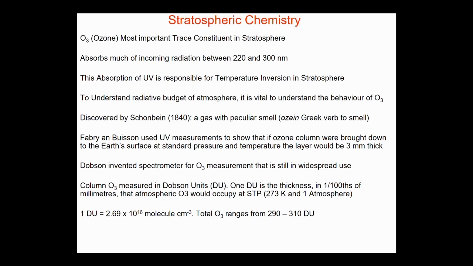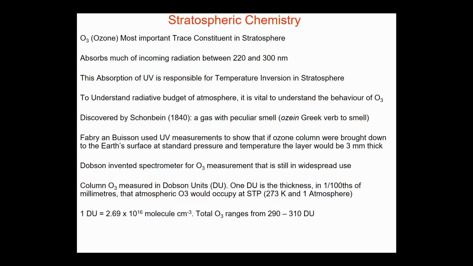Okay, so, stratospheric chemistry. The key molecule we're going to be thinking about here is ozone. Ozone is absolutely crucial in the atmosphere. And the reason it's crucial is because it absorbs almost all the radiation between 220 and 300 nanometers and stops it getting from the top of the atmosphere to the surface.